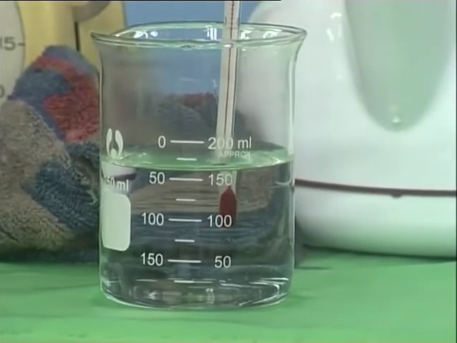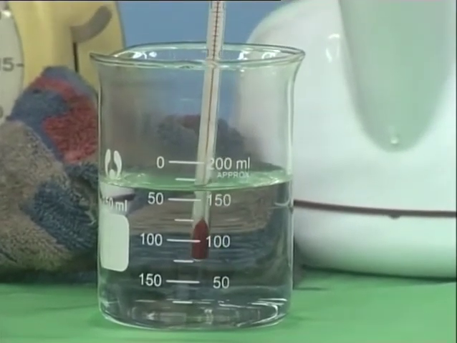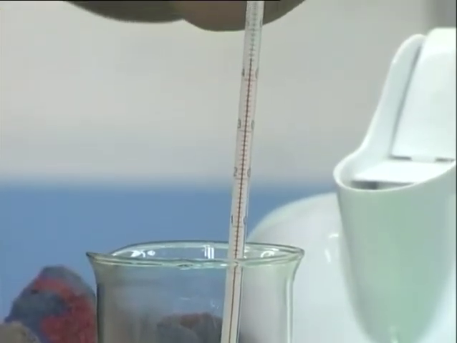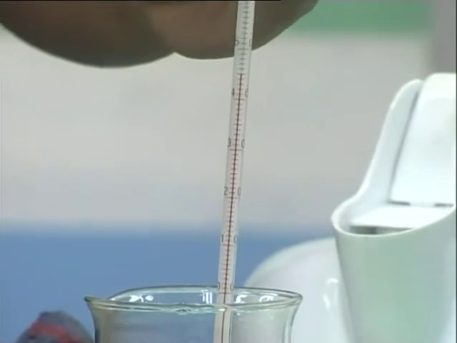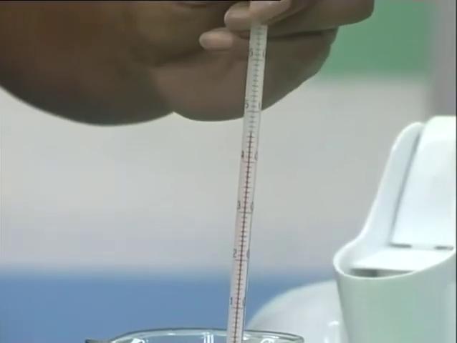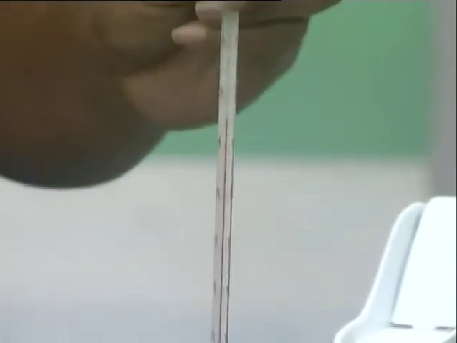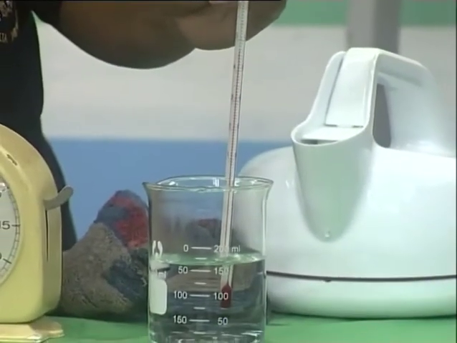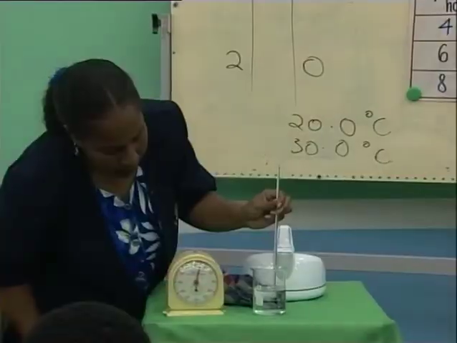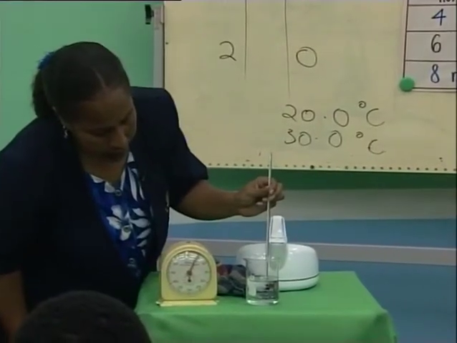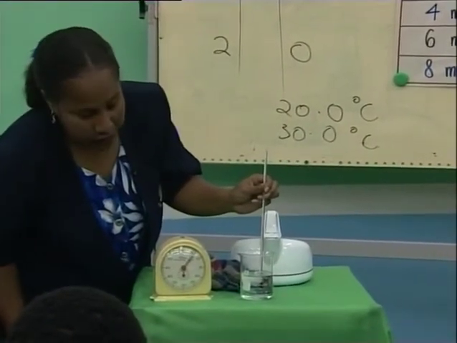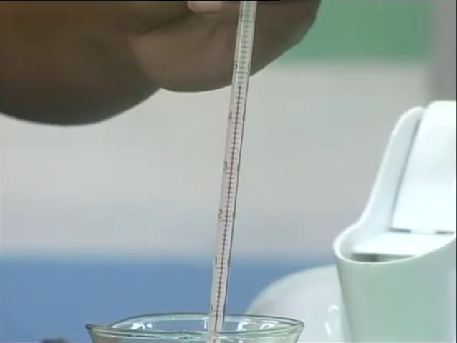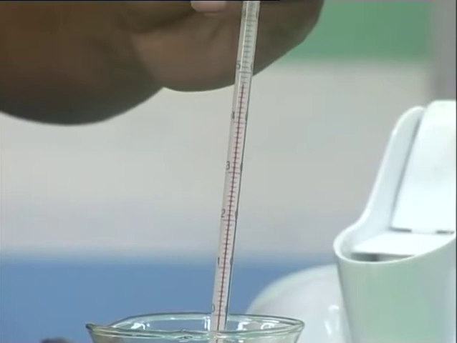Meaning, your stopwatch or stop clock should be right next to you. As soon as you place the thermometer into the beaker, you start timing. Okay? And you should be taking the reading every 2 minutes.